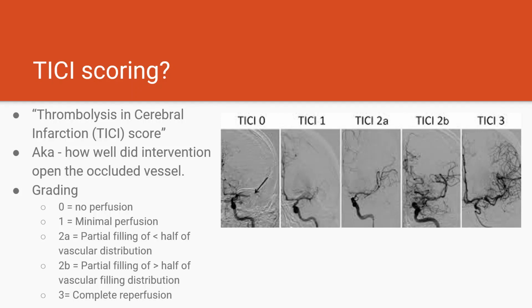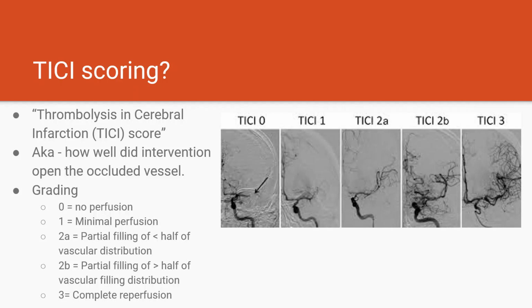So as you can see here, 0 means that no perfusion was obtained. 1 means that only minimal reperfusion was obtained. And then 3 means that the vessel was completely reperfused. And then 2 stands for partial filling. So again, more than 1, less than 3.